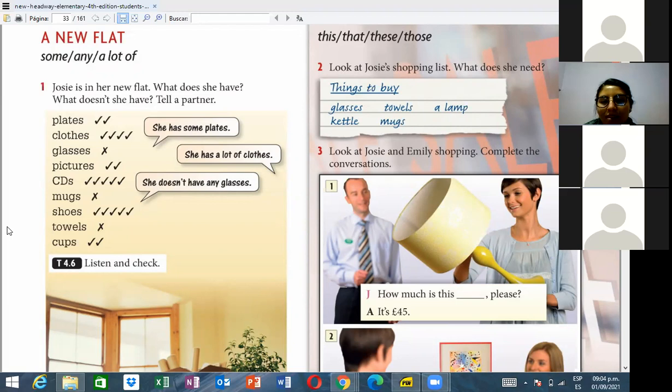Listen. Script 4.6. A new flat. 1. She has some plates. 2. She has a lot of clothes. 3. She doesn't have any glasses. 4. She has some pictures. 5. She has a lot of CDs. 6. She doesn't have any mugs. 7. She has a lot of shoes. 8. She doesn't have any towels. 9. She has some cups. Okay. Please, students, let's continue on.